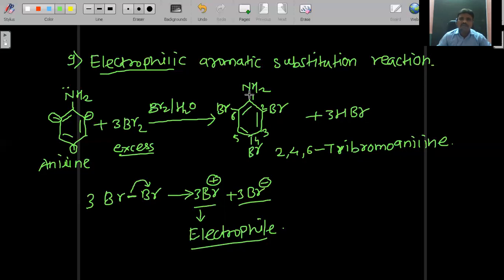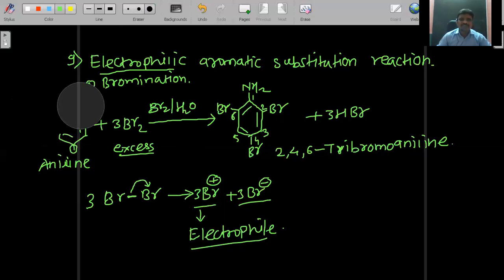2,4,6 tribromoaniline. This is a very simple example of electrophilic aromatic substitution. Okay, this reaction is known as bromination. Reaction number 1, bromination, means in this reaction bromine atom is substituted over the aniline. So this is the bromination reaction.